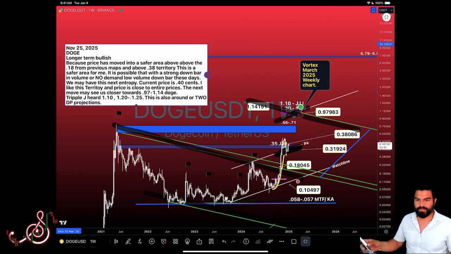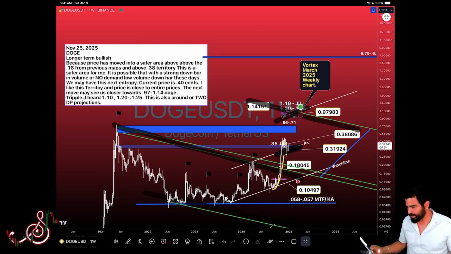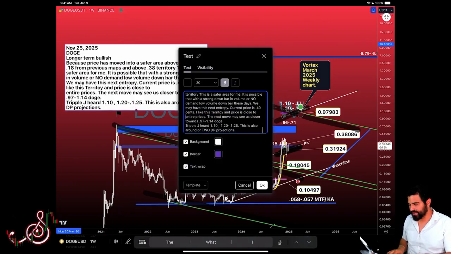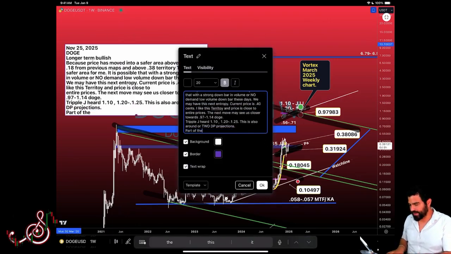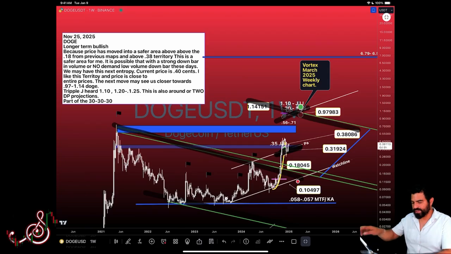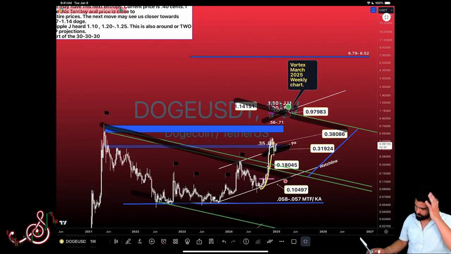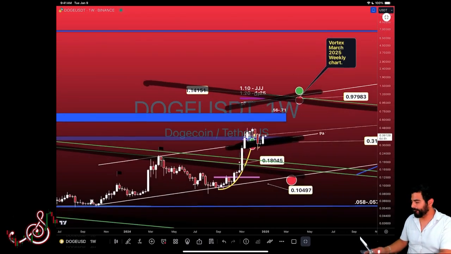Interesting enough, I didn't remember the 110, and I heard 90 and 110, and then he just told me that it's going to be part of the 30-30-30. Okay, let's add that to this one. Part of the 30-30-30, which I don't know if you guys still remember, the 30-30-30 move. That's BTC, XRP, XDC. That's God talking.